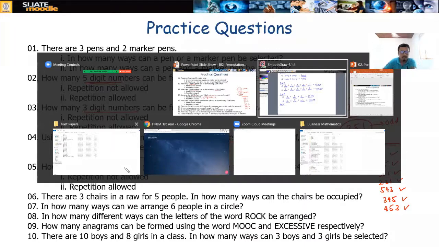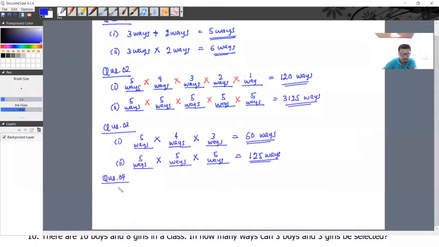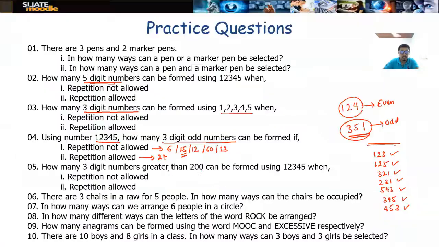Next. So question number 4, part 1. What we need to form? We need to form a 3-digit odd number. We are going to form a 3-digit number, but it should be what? It should be an odd number.